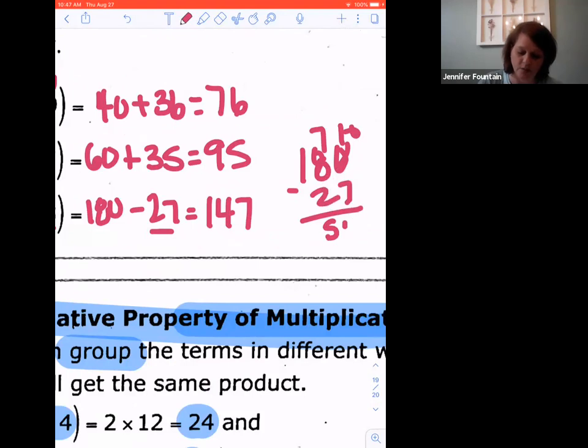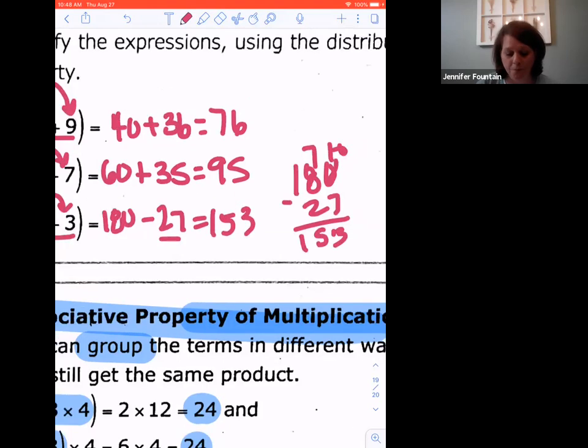What did I do? Oh, 143, not 147, see? 153. What am I doing? See, it's a good thing I checked my math. But again, we're in algebra, so you can use a calculator as well. Okay.